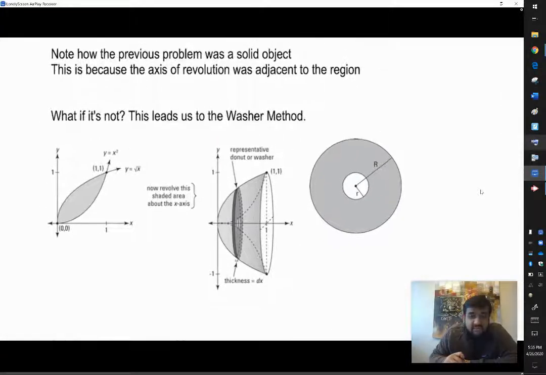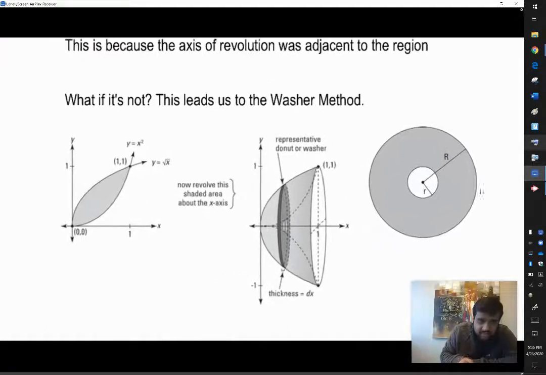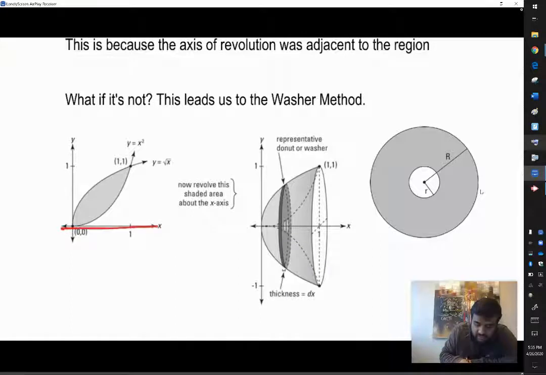So when the axis of revolution is not adjacent to a region, when it's separate from a region, for example, if I were to revolve this region here on the left-hand side around this red line, notice that there's a gap in between these functions right here. Because of that gap, you end up getting a hollowed out cross-section. So imagine if I take a cross-sectional slice here and then look at it flat, you would end up with not a disk, but a washer, or a donut, if you like. Sort of a circle with a circle cut out of it in the center.